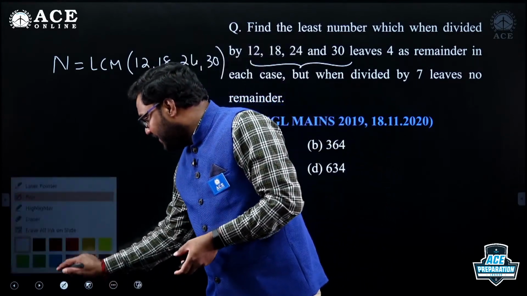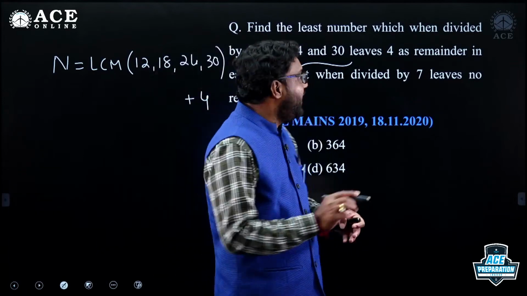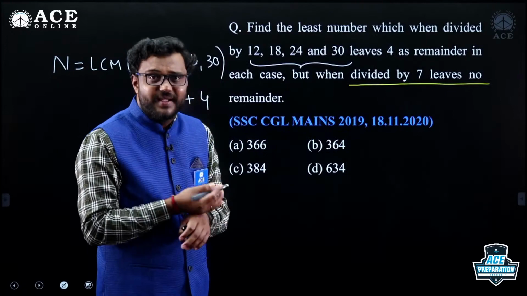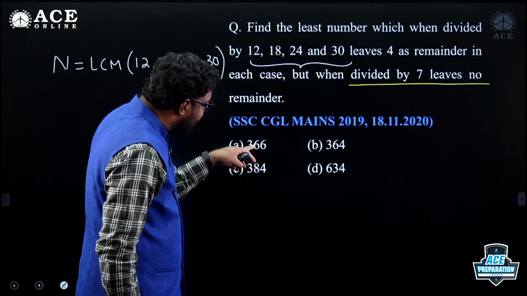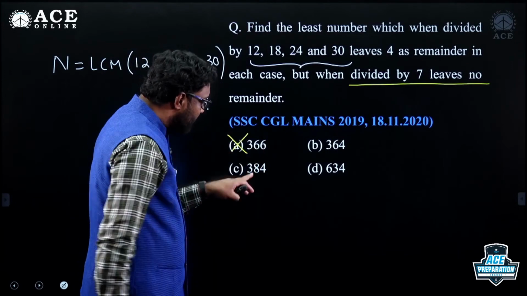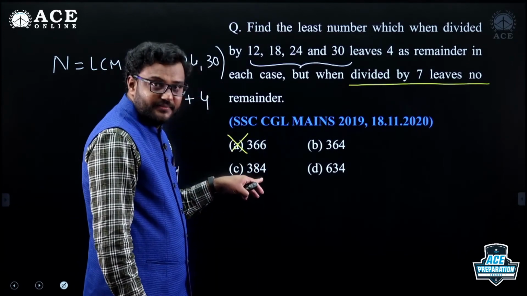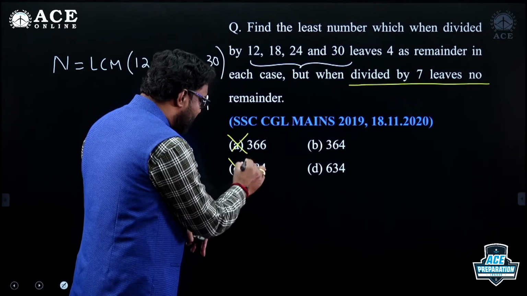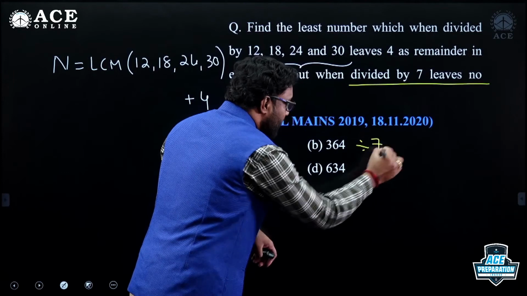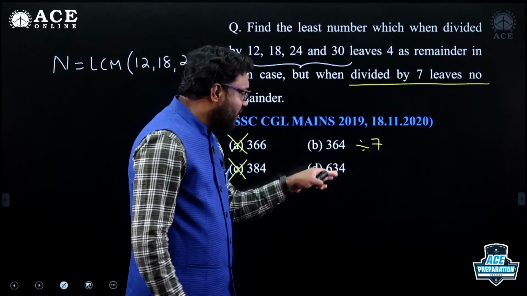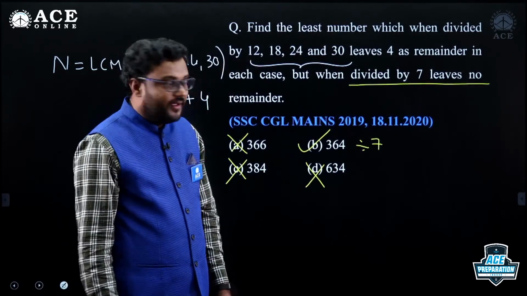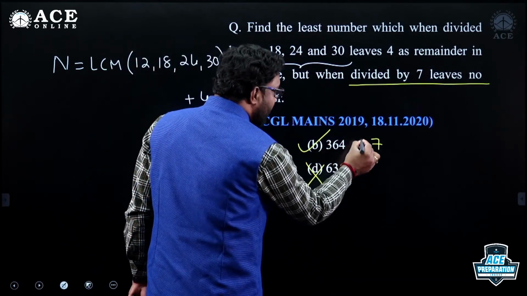I can go directly with the options. It's divisible by 7, they clearly mention, no remainder, right? I'll check which options are divisible by 7 first of all. 7 5s are 35, 36 is not divided by 7, waste. 34 not divided by 7, waste of time. This one is divided by 7, okay, keep it. 7 9s are 63, 4 not divided. See, my answer is already decided, 364. My answer is decided, 364, my dear friends.